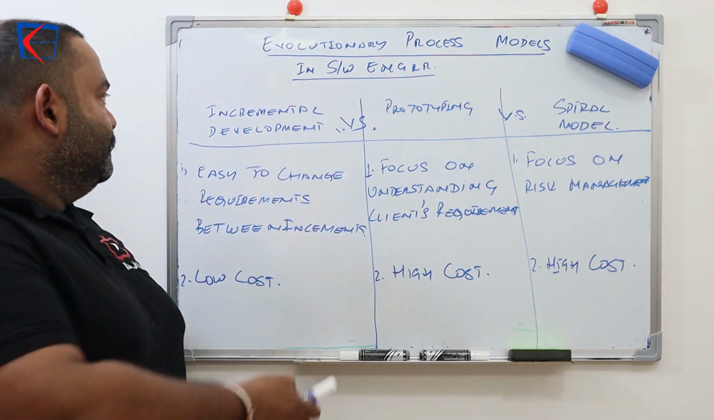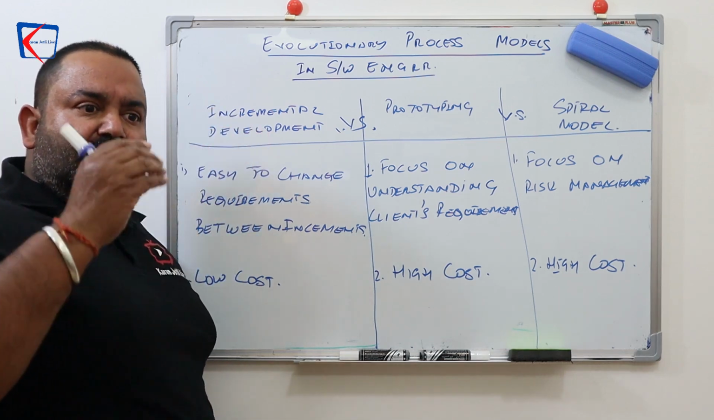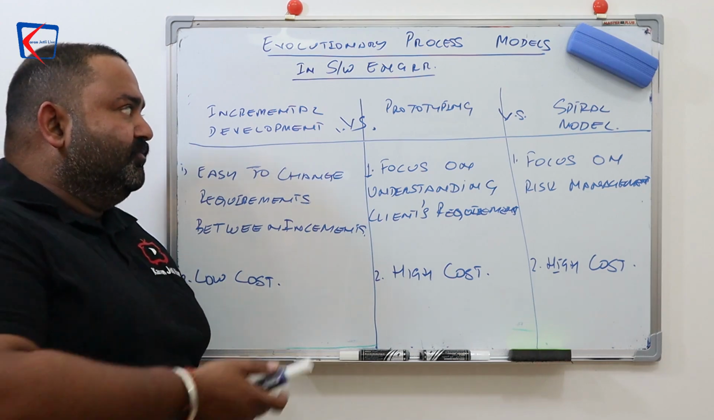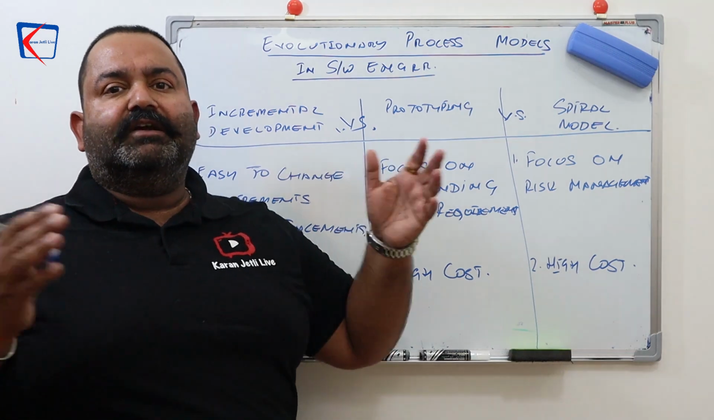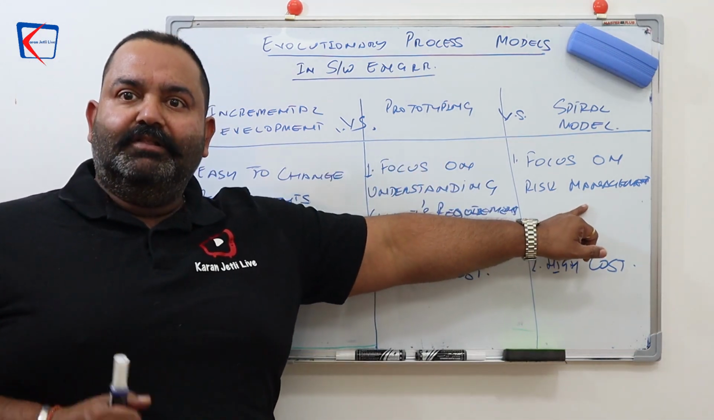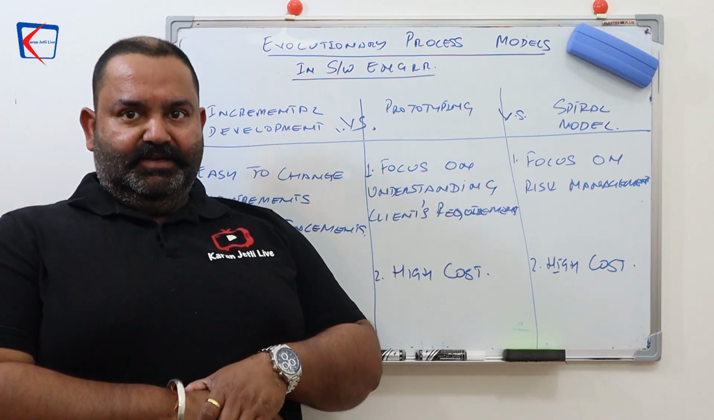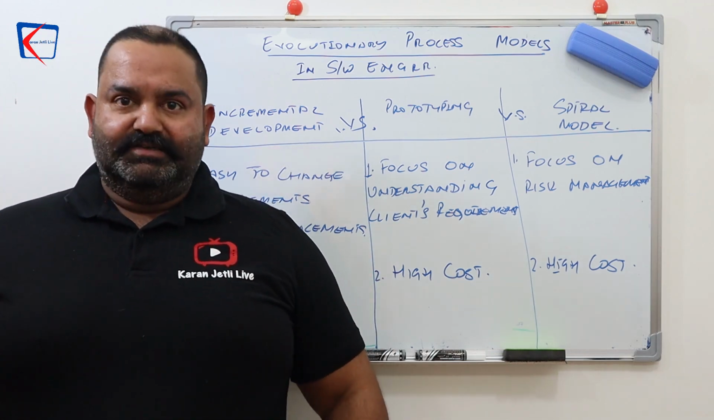So again, incremental development focuses on small increments, and between the increments you can change the requirements. Prototyping focuses on understanding the requirements where the client cannot explain them to you. And in the spiral model, the main focus is on risk management. So guys, I hope you understand it.